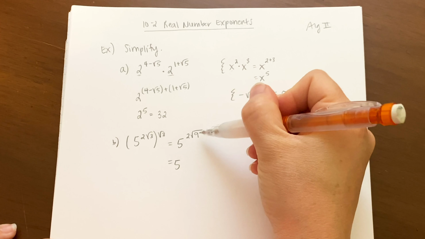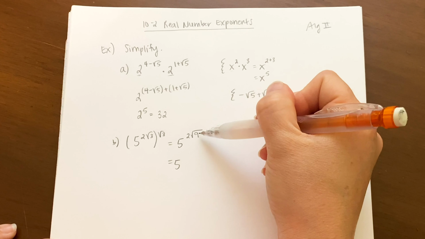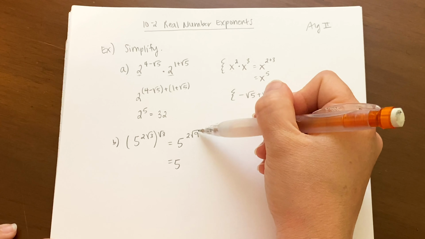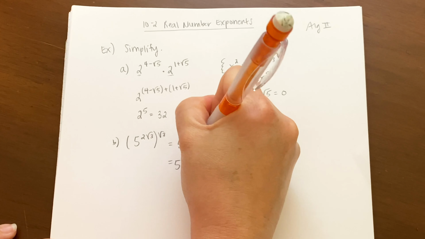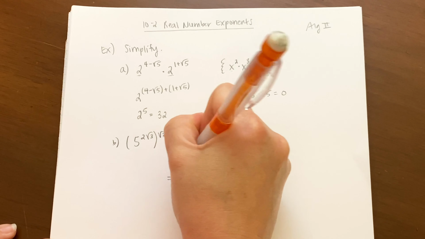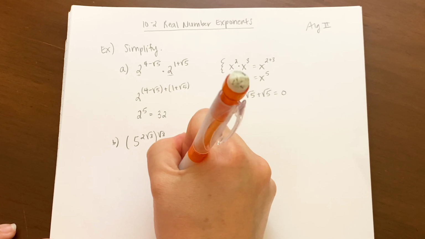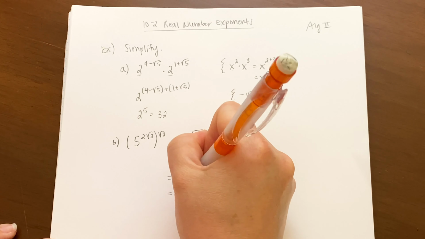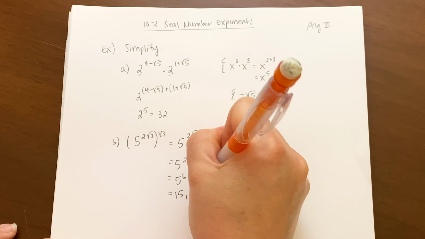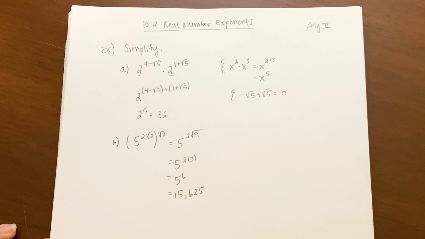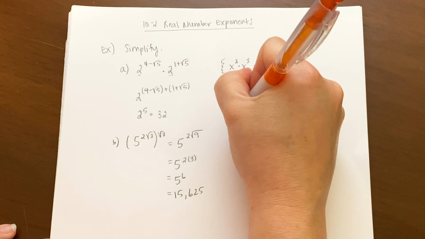Now that should be kind of standing out to you. Root 9, you know, is a perfect square. So root 9 is 3. So we have 2 times 3. So this actually gives us 5 to the 6th. And then using a calculator, we could find that that is 15,625.